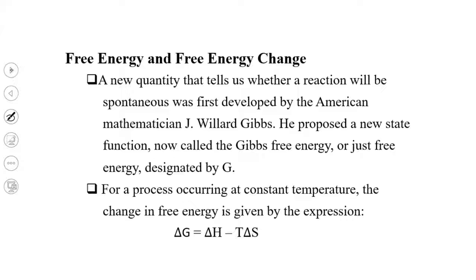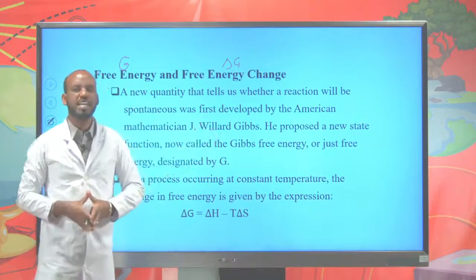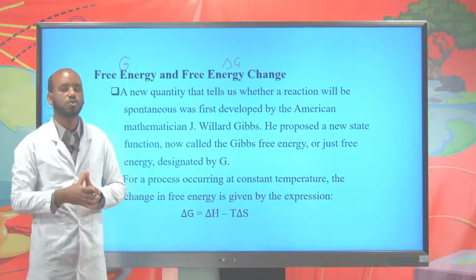Free energy and free energy changes. Free energy is denoted by the symbol capital G, and free energy change is denoted by delta G. A new quantity that tells us whether a reaction will be spontaneous was first developed by the American mathematician J. Willard Gibbs. He proposed a new state function now called the Gibbs free energy change, or just free energy, denoted by G. The Gibbs free energy change enables us to know whether a given reaction is spontaneous or non-spontaneous.